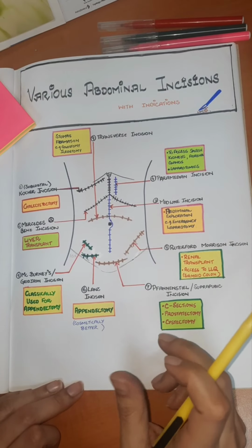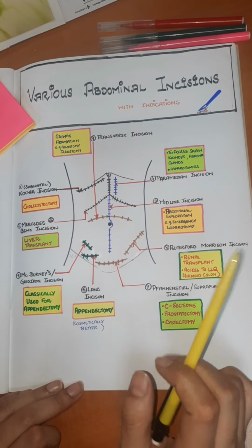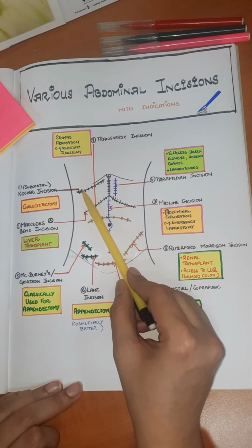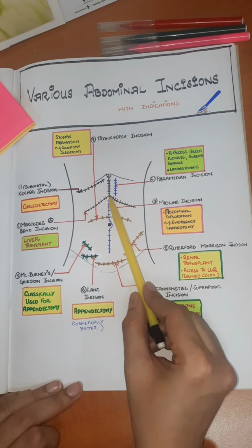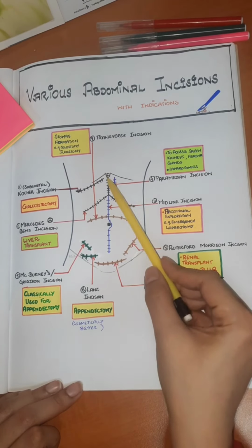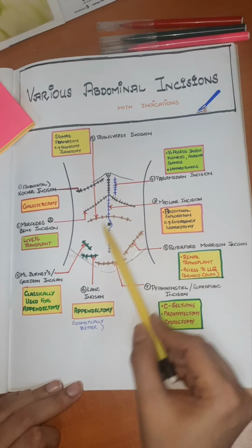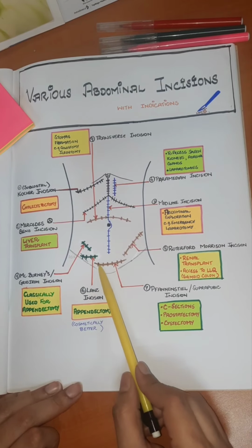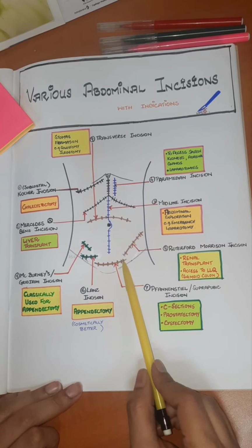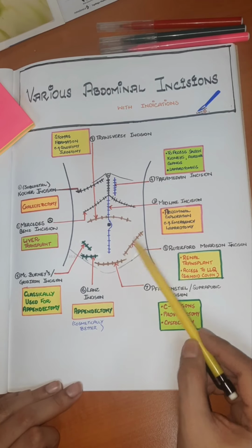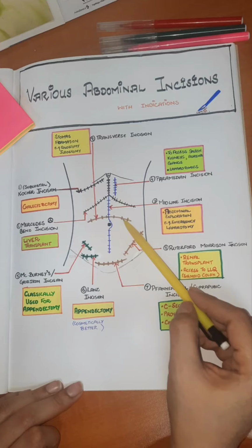So the different and the common abdominal incisions that we have discussed today are the subcostal or the Kocher incision, Mercedes-Benz incision, midline incision, paramedian incision, McBurney's incision, Lanz incision, Pfannenstiel or the suprapubic incision, Rutherford Morrison incision, and the transverse incisions.